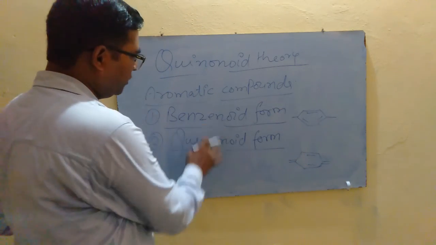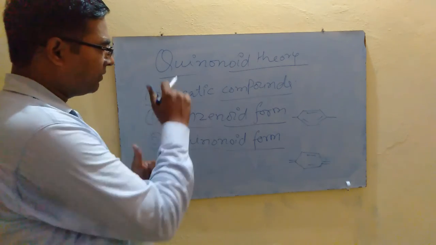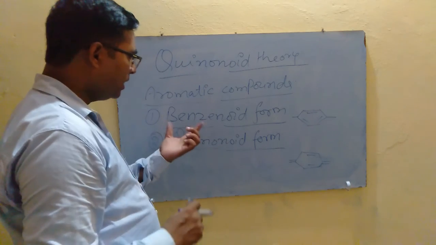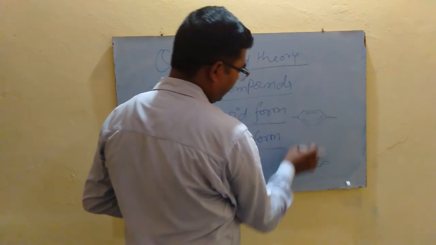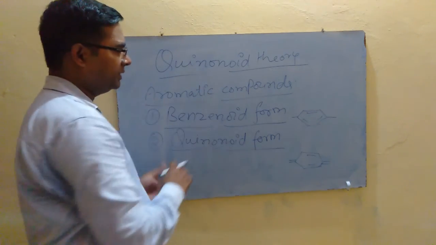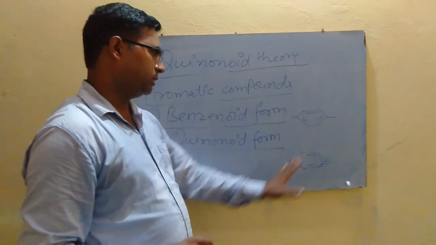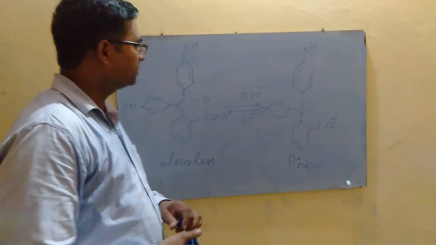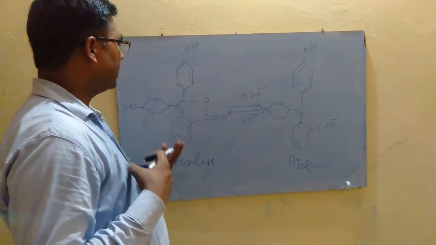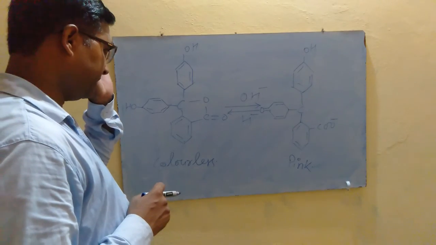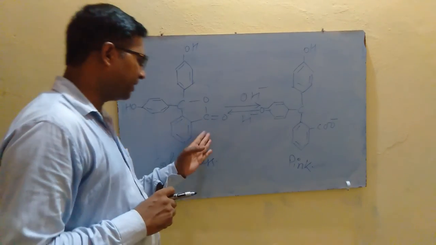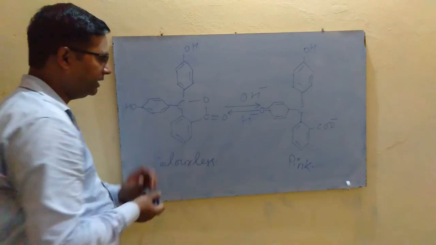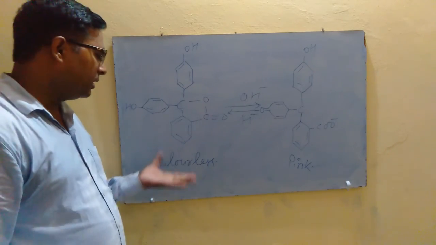So benzenoid and quinonoid forms are interconvertible, and they undergo change in their nucleus from benzenoid to quinonoid. It depends upon the change in the pH of the solution. For example, we can explain the benzenoid and quinonoid theory of acid base indicator by taking the simple example of phenolphthalein indicator. So this is the structure of phenolphthalein indicator, and we can see it is an aromatic compound.